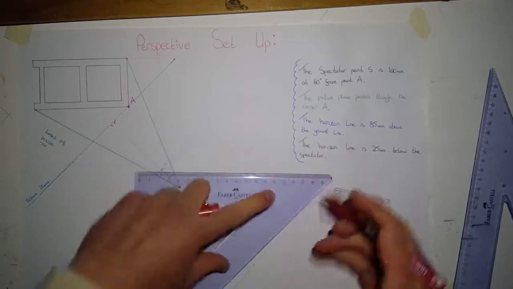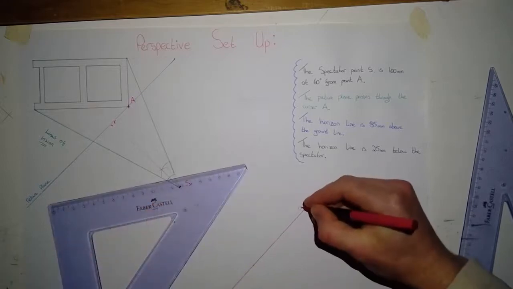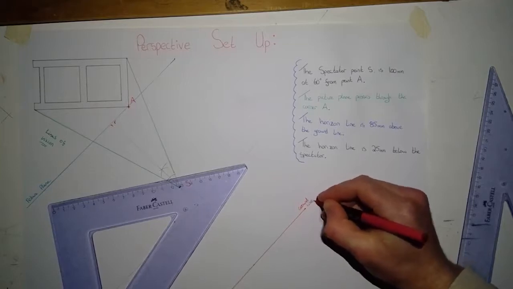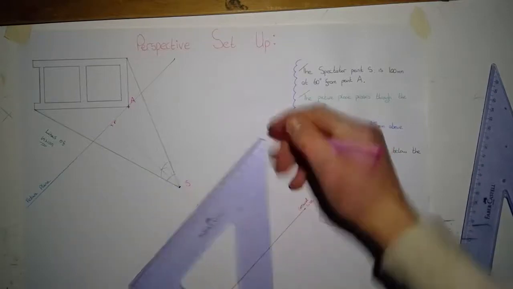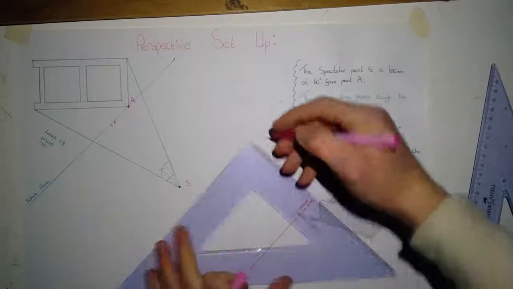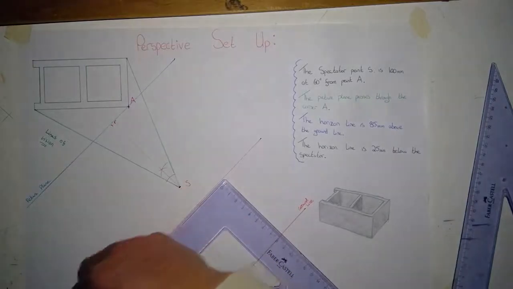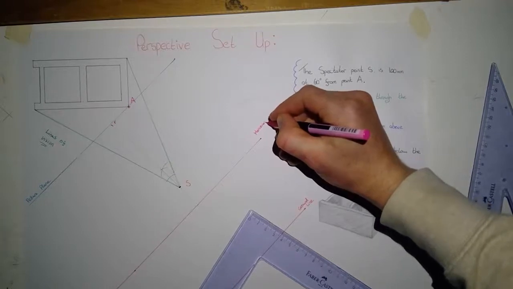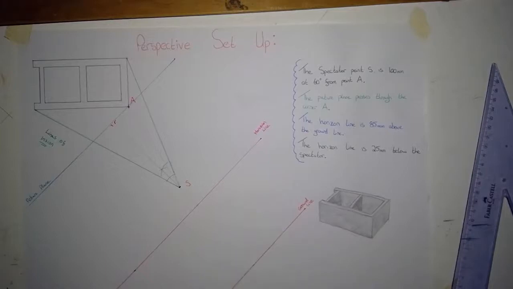So I'm just going to do my ground line in red. I'm going to label it. And my horizon line, I'm going to do it in purple. So at this stage, we're very near or complete the setup for a perspective question.